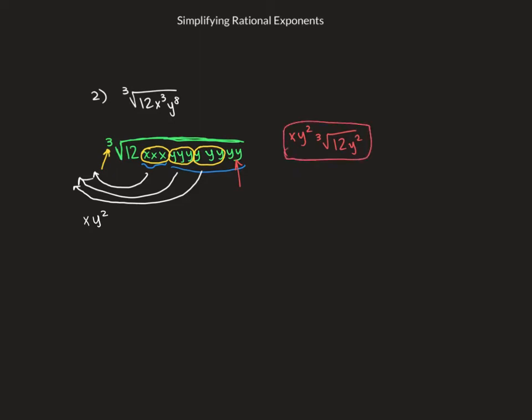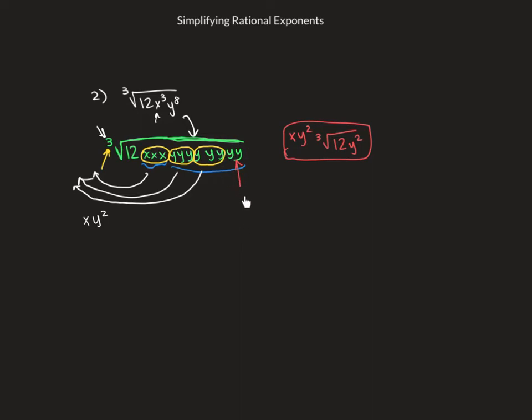But let's just break this down one more time. We were able to get this xy squared because in this original equation, we basically just expanded everything. So x, y, so 8 of those y's. And then we just grouped them based on whatever number was here, so that was 3, so we made it into groups of 3, as many as we could until we had a remainder or none.